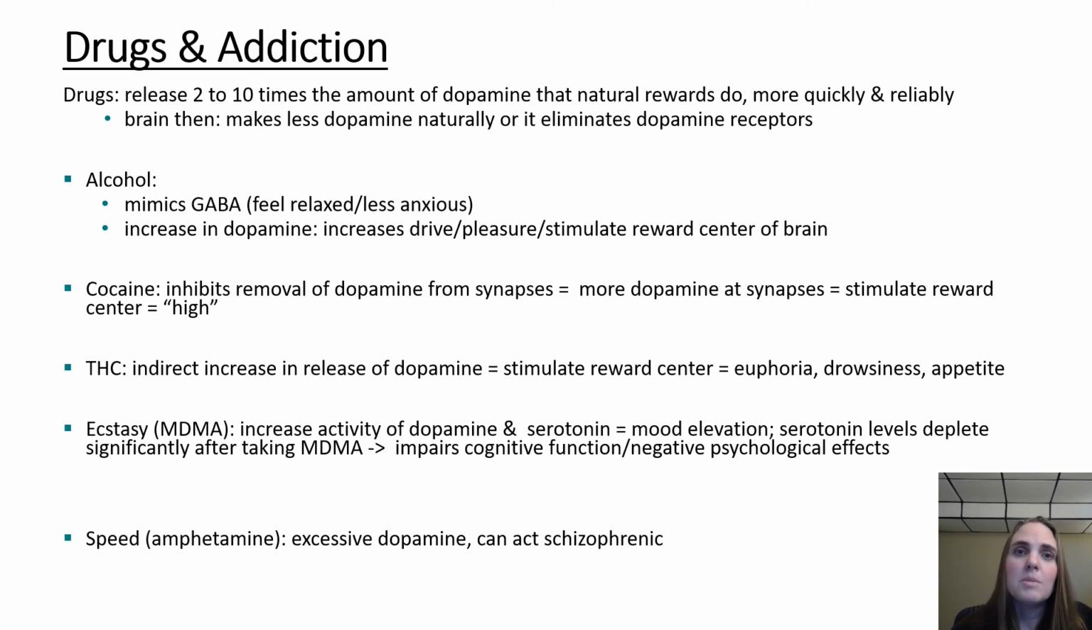Methamphetamine is going to affect dopamine, serotonin, and norepinephrine, and side effects of this drug could include anxiety, impulse control problems, irritability, and aggression. And then speed, or amphetamines, can cause excessive dopamine production and we can end up with people having schizophrenic-like behavior.